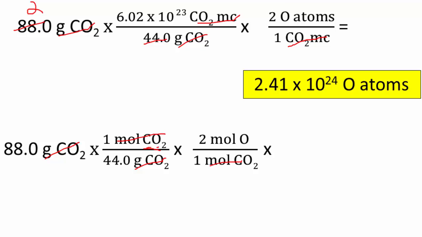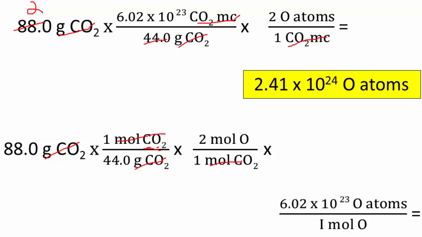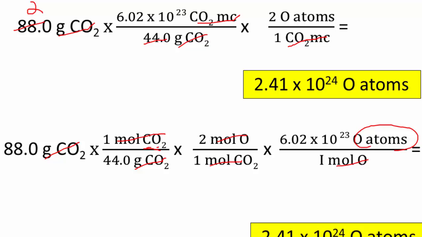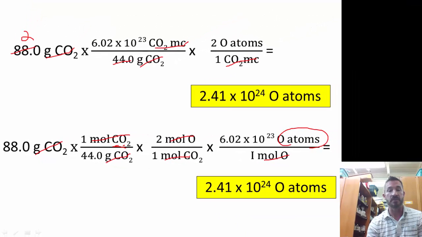Last thing we're going to do is change moles of oxygen to molecules or atoms of oxygen. To do that, we use a ratio that 1 mole of oxygen has 6.02 times 10 to the 23rd atoms of oxygen. So you do that, you see moles of oxygen cancels, and we end up with atoms of oxygen. Notice this is actually the same exact problem because we're doing 88 divided by 44 times 2 times 6.02 times 10 to the 23rd, and the answer to this question again is 2.41 times 10 to the 24th.